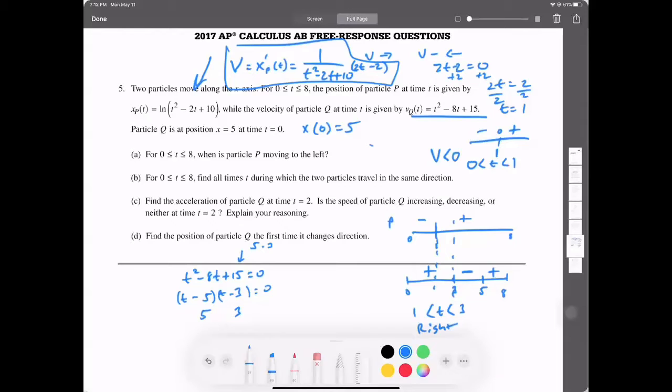And then from 5 to 8, they're positive again. So from 5 to 8 is also moving to the right.